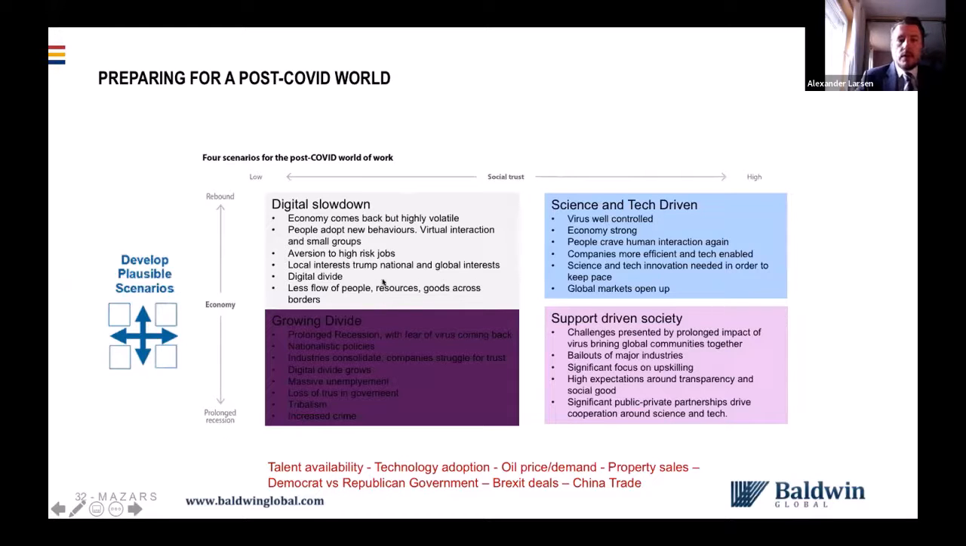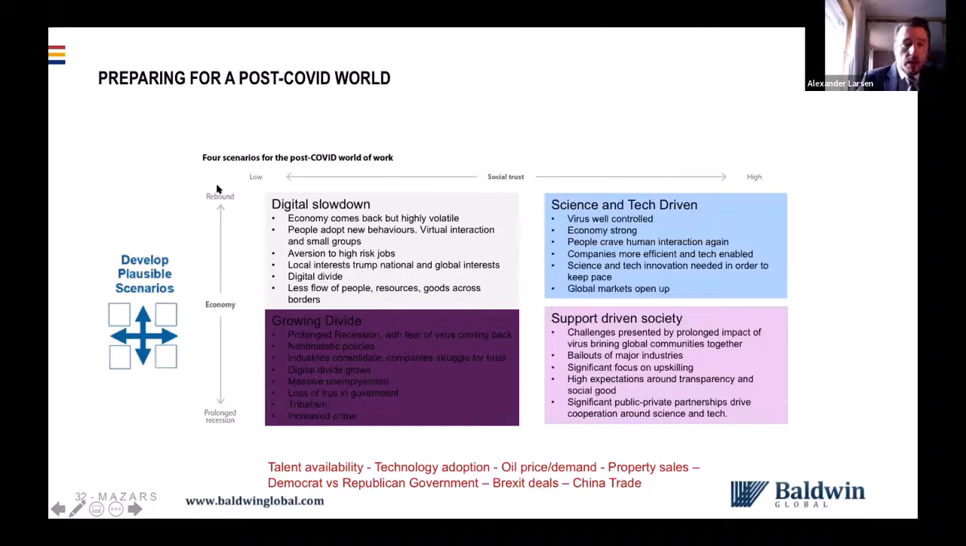And as you can see, we have 4 scenarios here where science and tech driven is showing that virus is well controlled, the economy is strong, people crave human interaction again because we have this social trust high and a quick economy rebound. But what if there's a prolonged recession and social trust is low? We might find that fear of virus coming back drives the way we do business. Nationalistic policies, we become more insular. Industries start consolidating, digital divide grows, massive unemployment. So we can build these scenarios and plan accordingly.